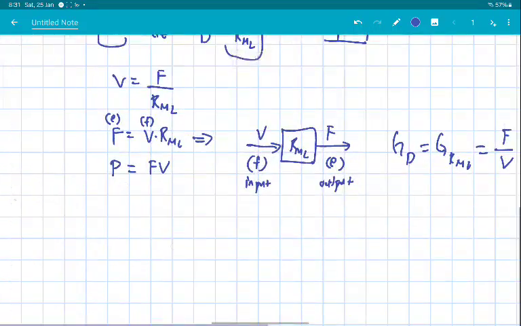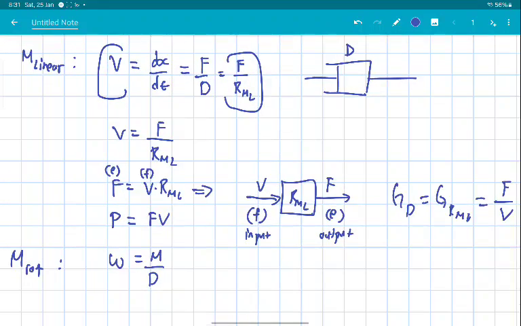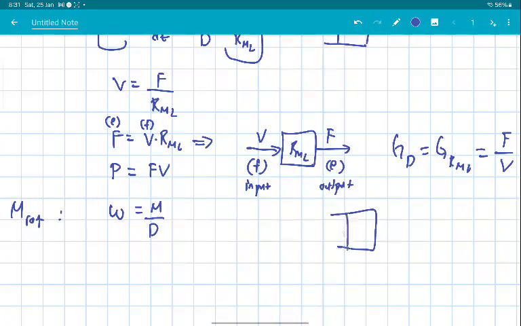So going on, if we have a mechanical rotation, we call it ROT, the velocity equivalent would be angular speed, omega, equal to M over D. In this case, this is a rotational damper. I was not told how to draw a rotational damper in any specific way, so we also draw the same thing as a damper, but we write maybe D_ROT, for example.